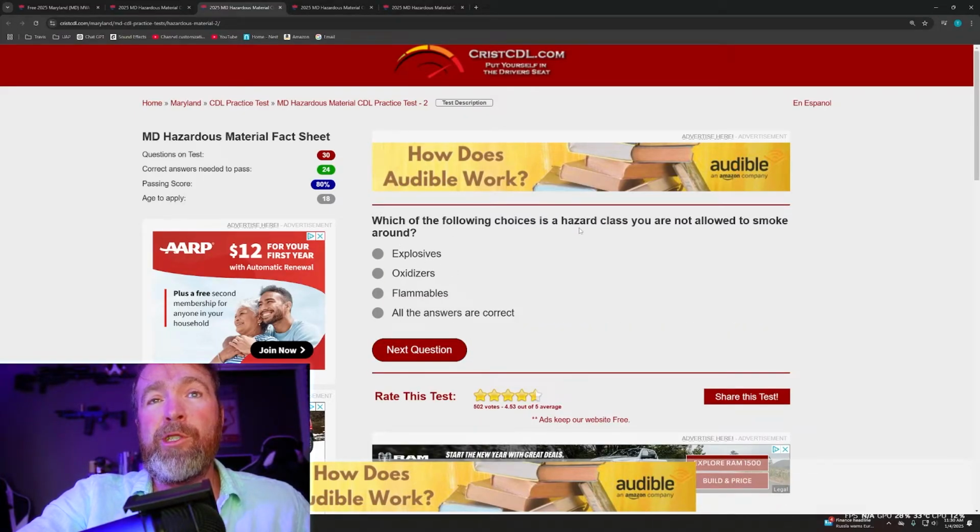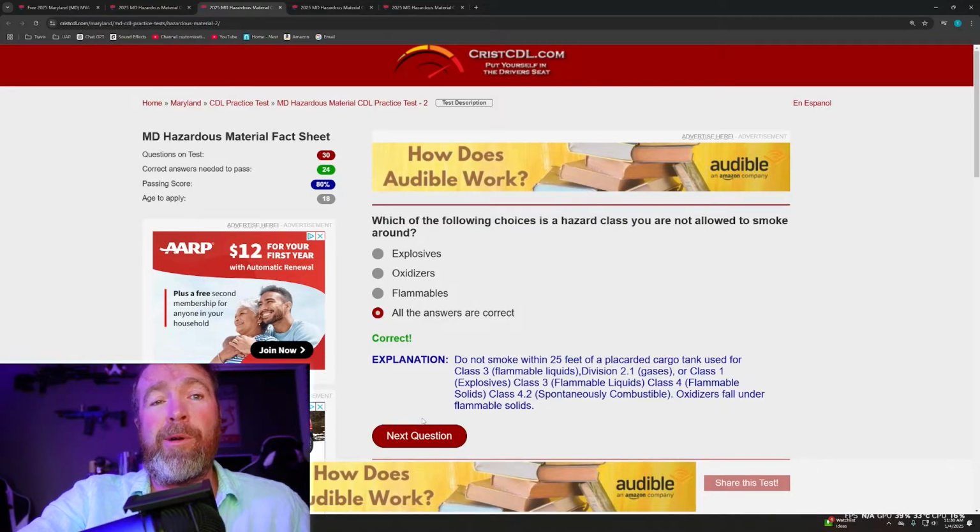Which of the following choices is a hazard class you are not allowed to smoke around? Explosive, oxidizers, flammables, all of them. All of them are correct answers.